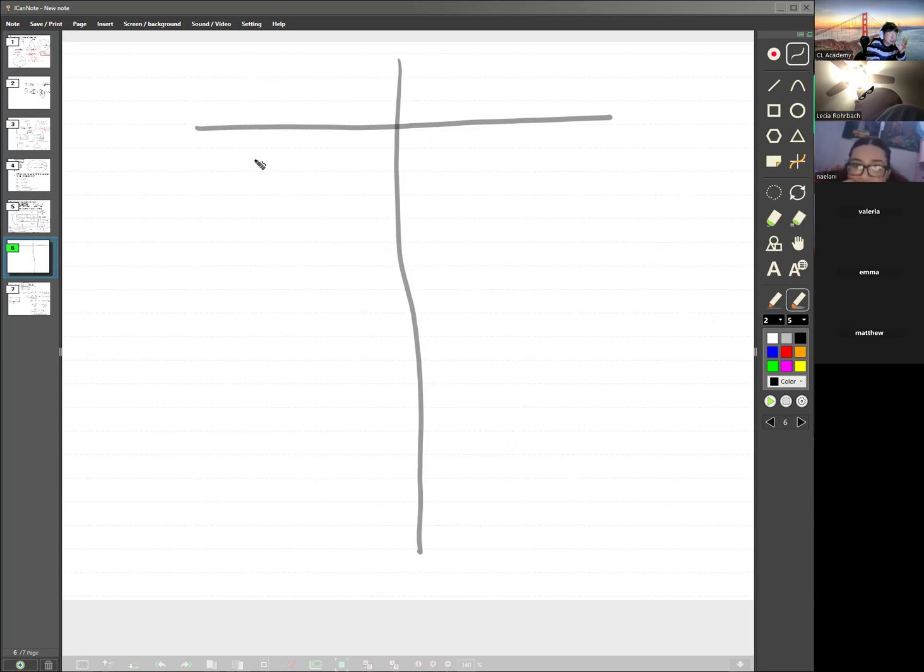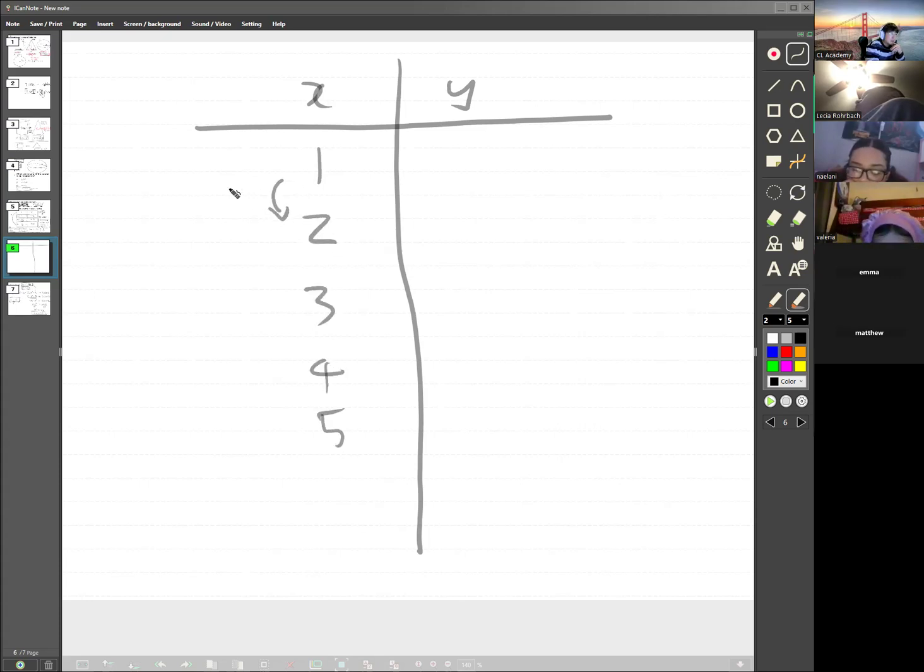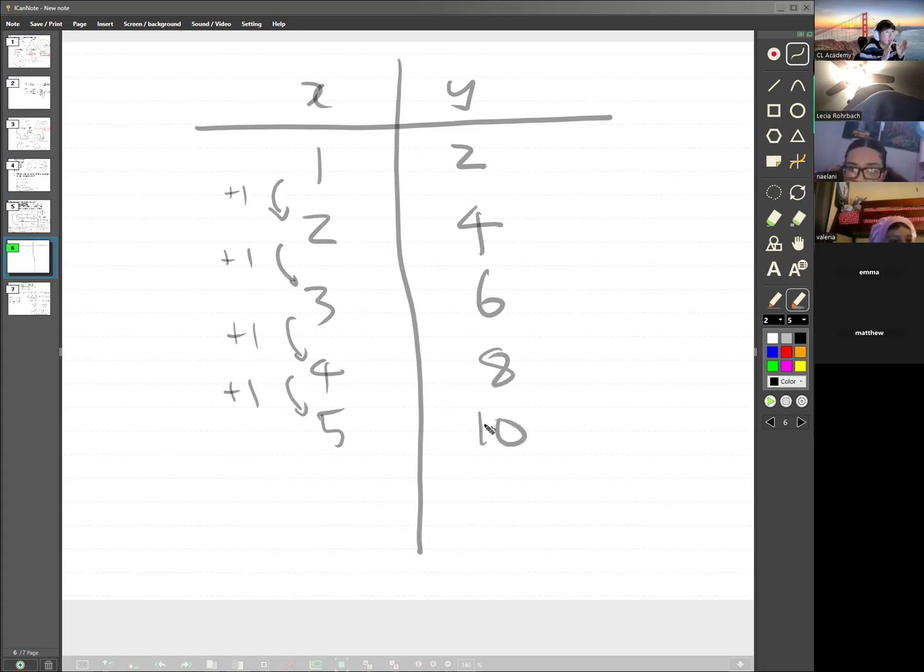By the way, a linear relationship means they have the same rate. For example, x and y: x is 1, 2, 3, 4, 5, and y is 2, 4, 6, 8, 10. Now, is this linear or no?